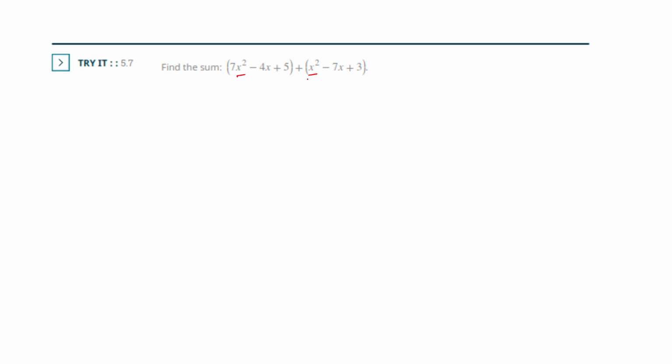Okay, same team. X squared, it has to be identical. There's 1 over there. I've got 8x squared. Minus 4 and minus 7. Got minus 11x. I've got 8.